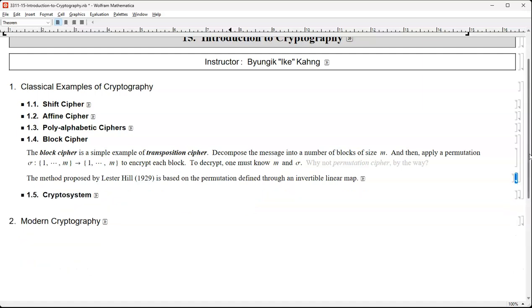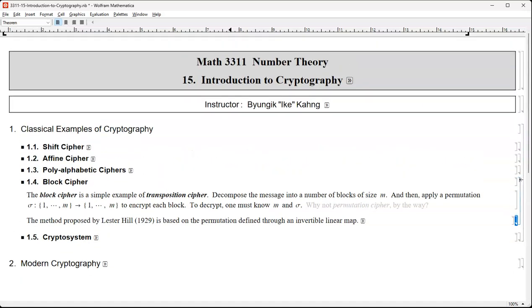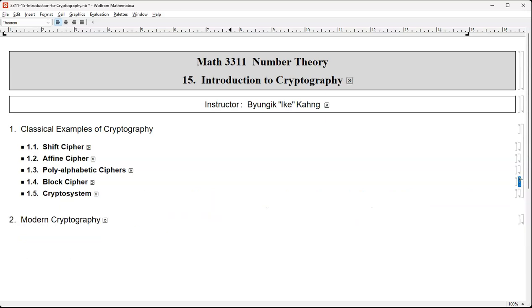So there goes an example of a block cipher, especially a linear block cipher. Nonlinear block ciphers, of course, are more complicated.